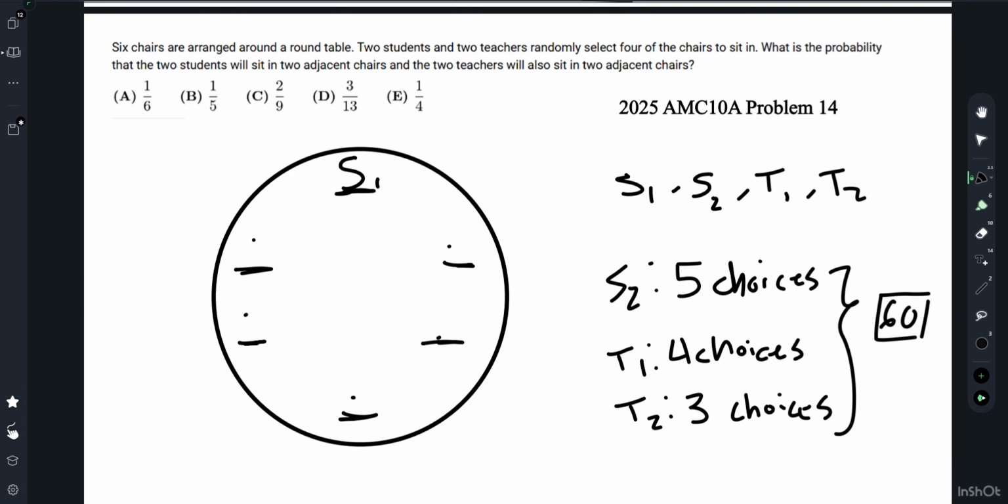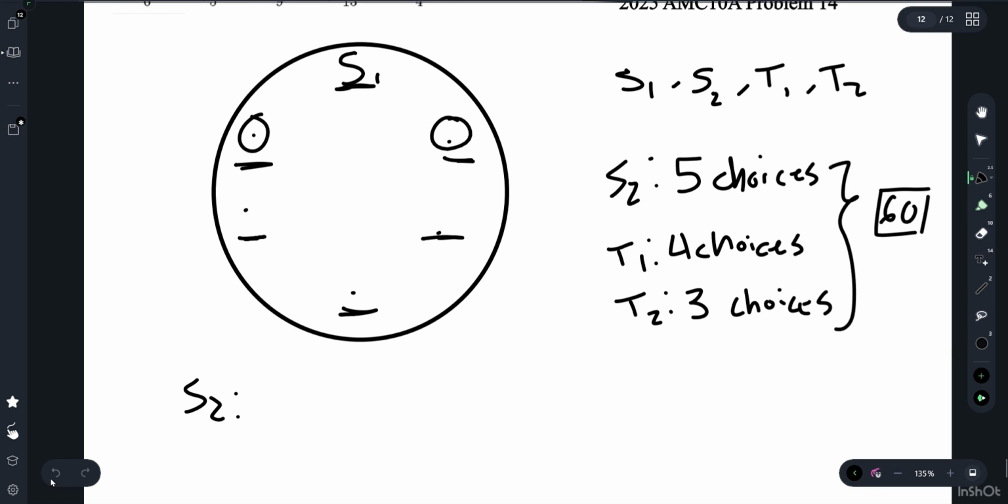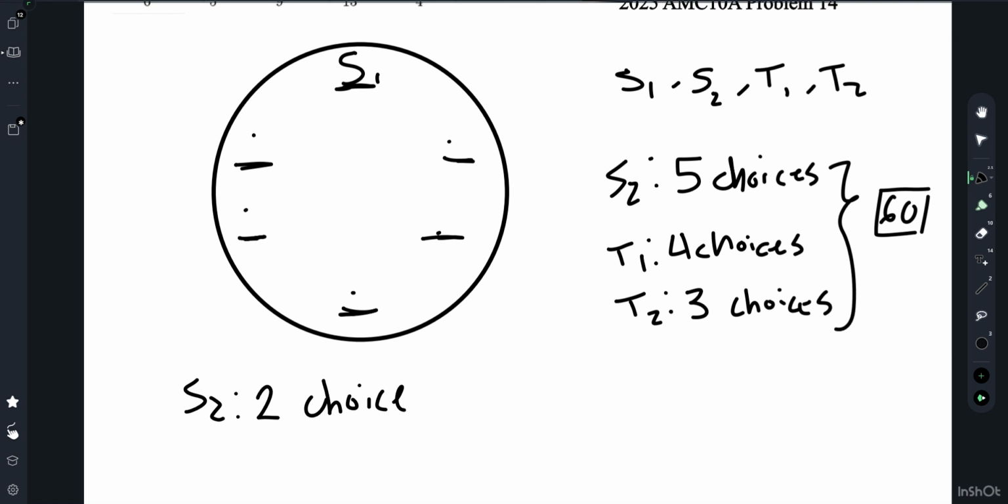But now we want to find how many ways there are that the 2 students will sit next to each other and the 2 teachers will also sit next to each other. Well, if we want student 1 and student 2 to sit together, there are 2 choices for where S2 can sit, either to the left or to the right of student 1. So there are 2 choices. Say let's sit S2 right here.